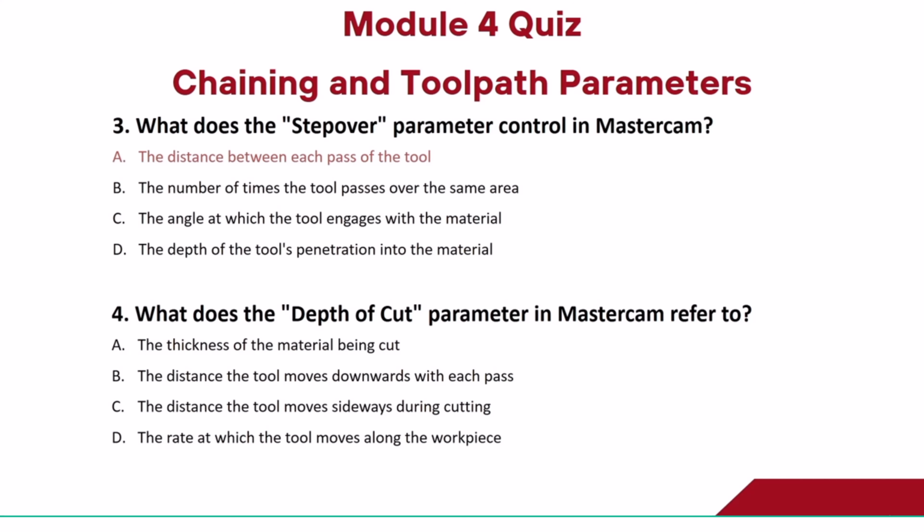So the next question is, what does the depth of cut parameter in MasterCAM refer to? Option A, the thickness of the material being cut. Option B, the distance the tool moves downward with each pass. Option C, the distance the tool moves sideways during cutting. Option D, the rate at which the tool moves along the workpiece. So the right answer to the question is option B, the distance the tool moves downward with each pass.